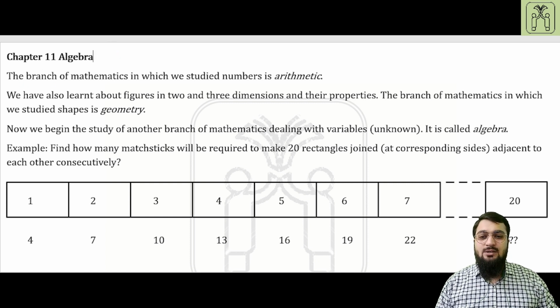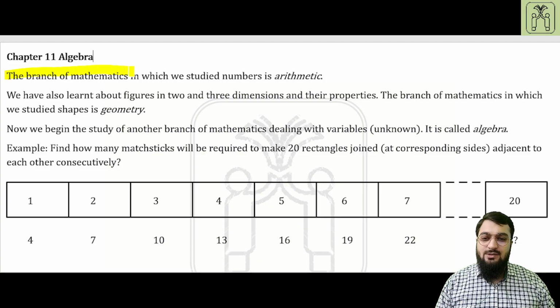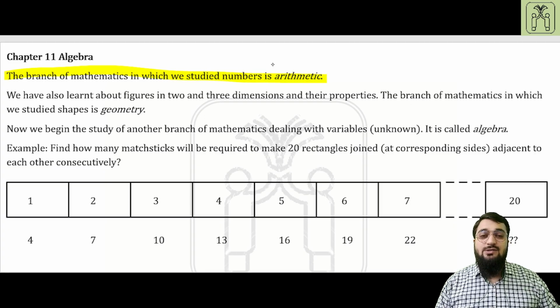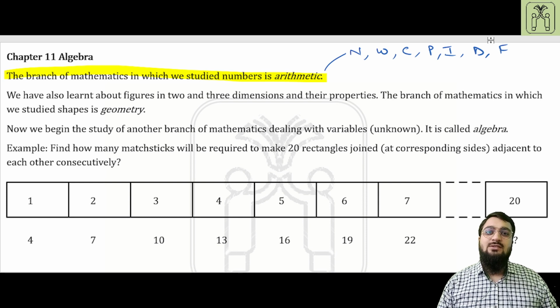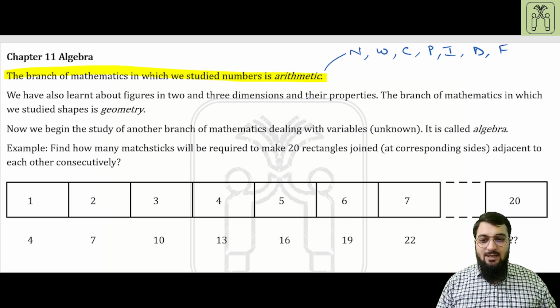So here I have written certain points regarding the previous chapters which we have studied till now. So let us read that for once. The branch of mathematics in which we study numbers is called arithmetic. So what does this imply? That arithmetic means that we have studied, for example, natural numbers, whole numbers, comparing numbers, playing with numbers and integers, decimals, and fractions. So these are the things which are related to arithmetic.